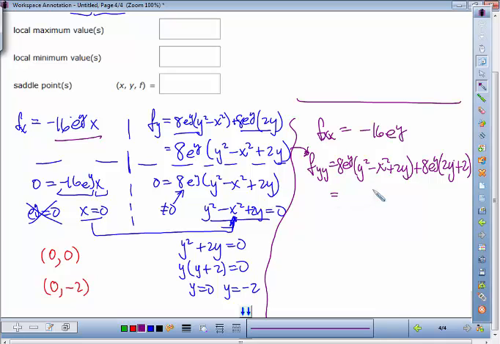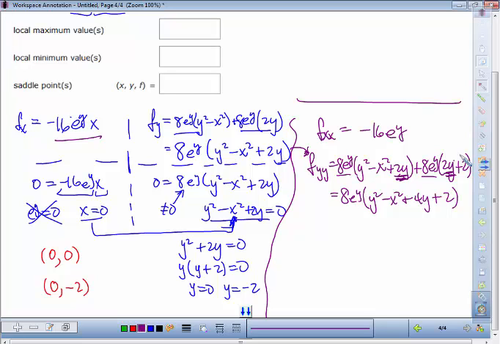And if all you're doing is taking derivatives, you'd be done, except we want to simplify this because we're going to work with it. And so let's factor out an 8e to the y, and then let's combine things that we can combine. So I have y squared minus x squared, and I can combine the 2y plus 2y. That's 4y, right? And then I have one more constant, the plus 2. So it looks a little bit nicer to deal with.